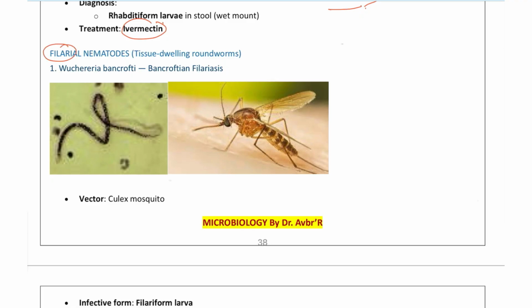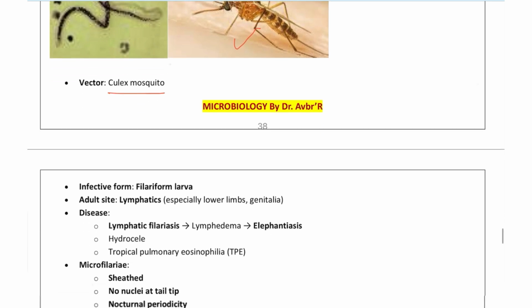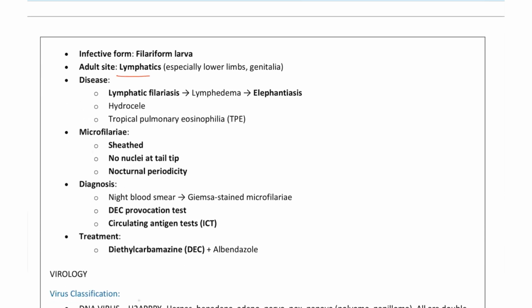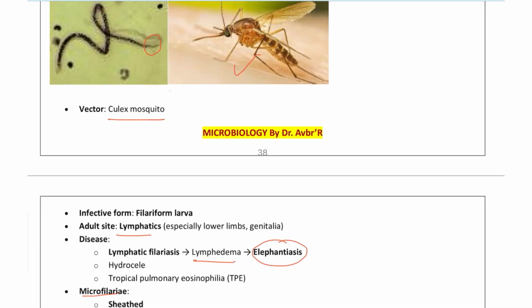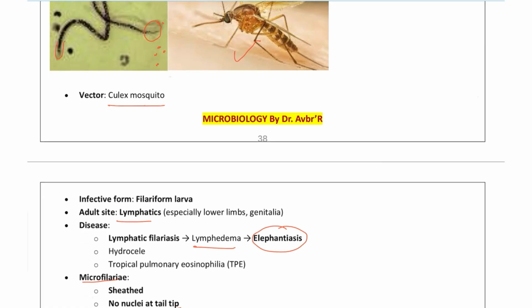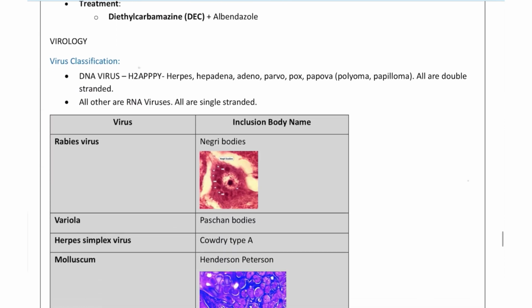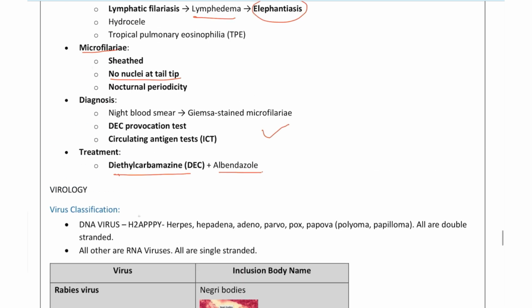Next, filaria. Coming to Wuchereria bancrofti, the Culex mosquito is the common vector of the organism. What happens? The patients will have lymphatics that are filled, with lymphedema, which is also known as elephantiasis. Next, the microfilaria. You have to see no nuclei in the tail tip. This is the tail tip where you are not going to see nuclei, and this is the sheath that is going to be covering it. Next, the drug of choice is diethylcarbamazine, and albendazole is given for this patient.